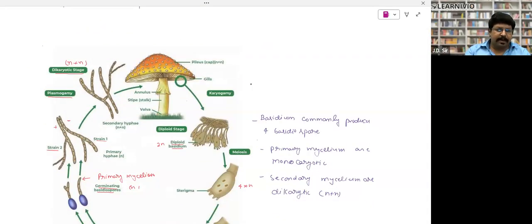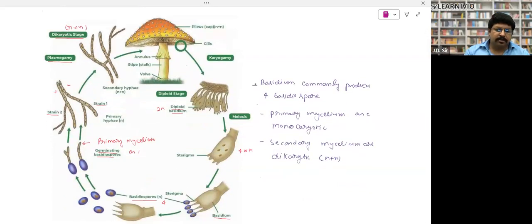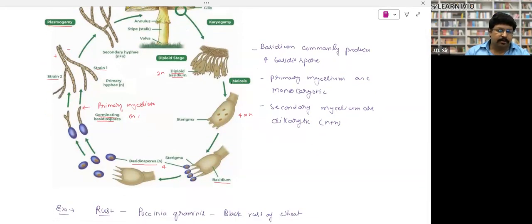This is the pileus. These are the gills. Here in the gills is the diploid stage. There are diploid basidia. This is the basidium. Every basidium will have 4 sterigmata. At the top of the sterigmata there are basidiospores. These basidiospores fall down and germinate, and after germination they form primary mycelium.